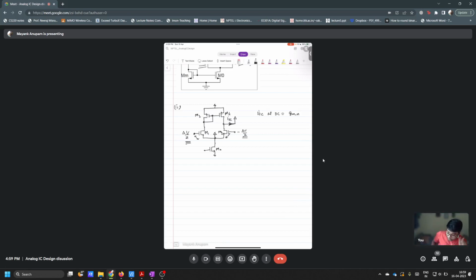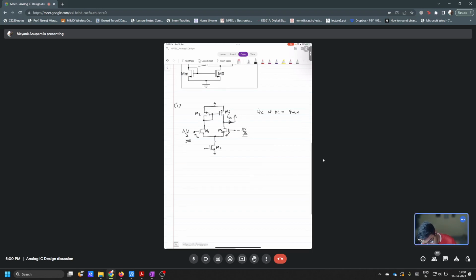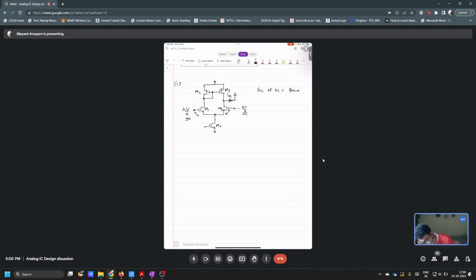Because the drain of M2 is short circuited. The resistance you're looking from the drain of M2 is 0, and from M1 is also 1 by GM, so that is also small. No, not like that. Tell me why you can assume that. If we look into the drain of M3 and M4, the resistance is very small. So effectively, looking into the sources of M1 and M2, it's 1 by GM.